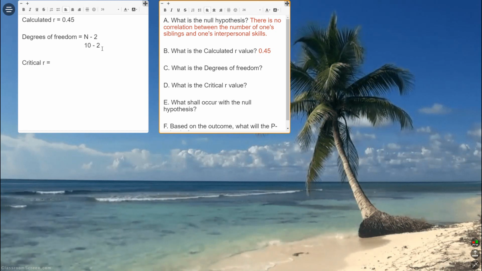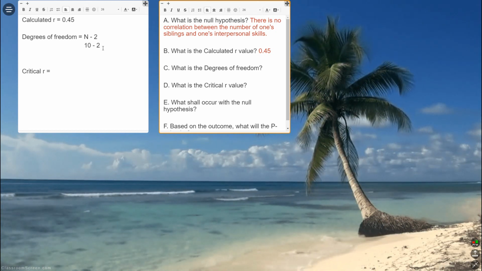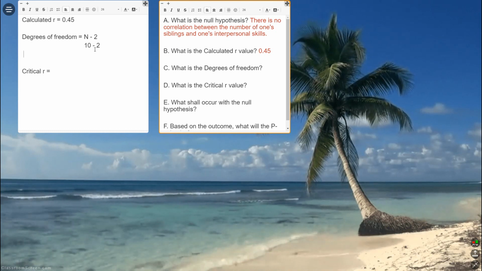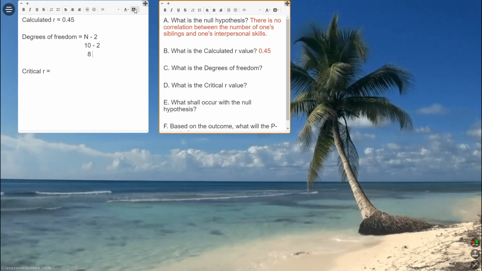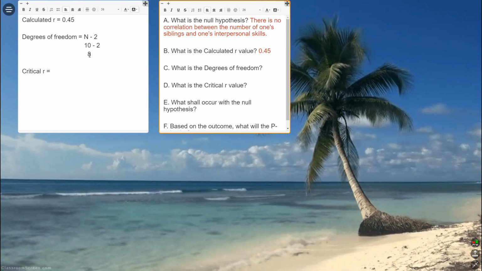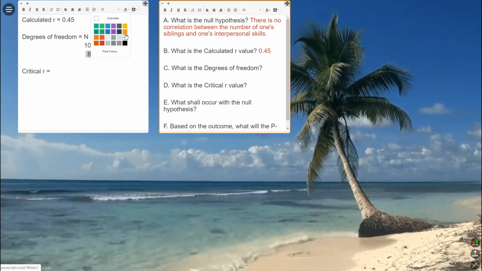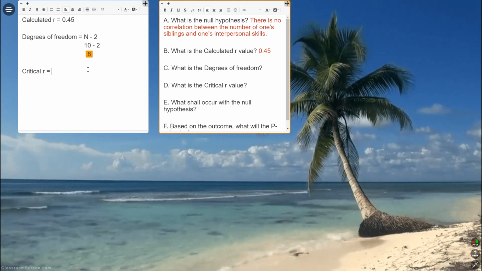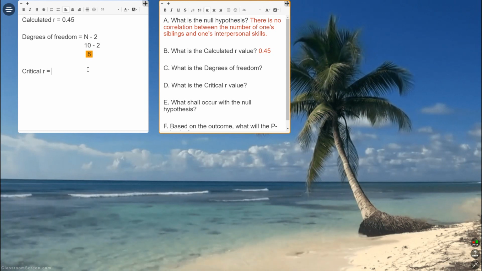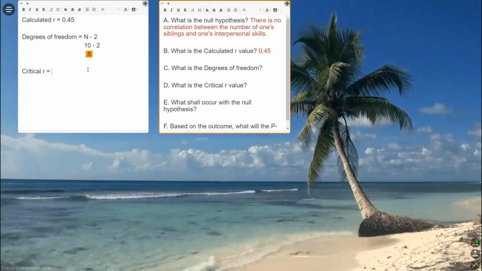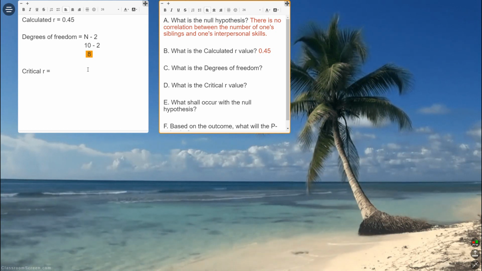So 10 minus 2 is going to give us a degree of freedom equals 8. Give it a color. There we go. If we know this, then we put our finger on the chart on page, what is it again, 81.